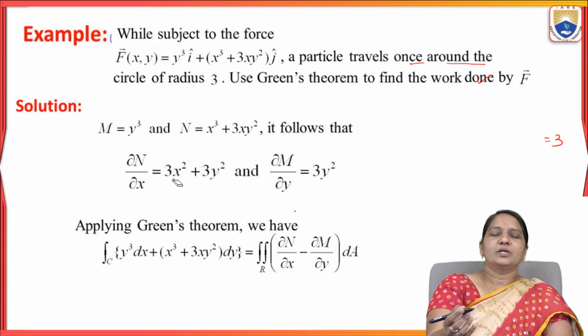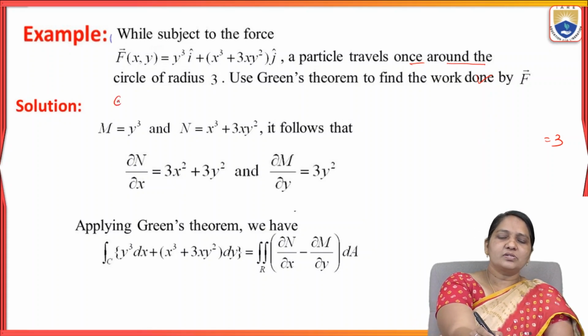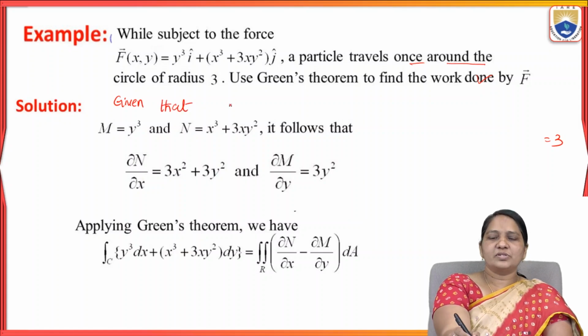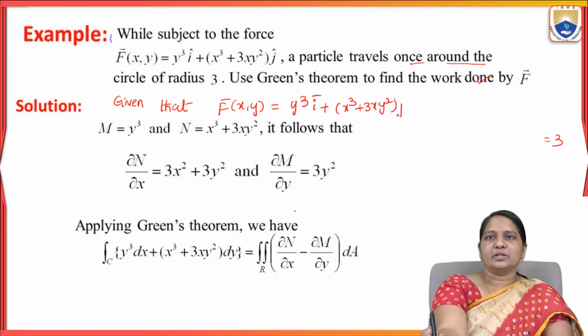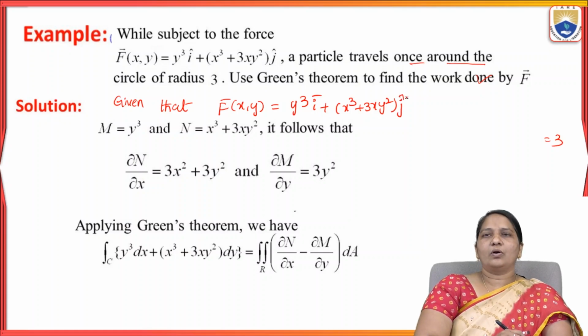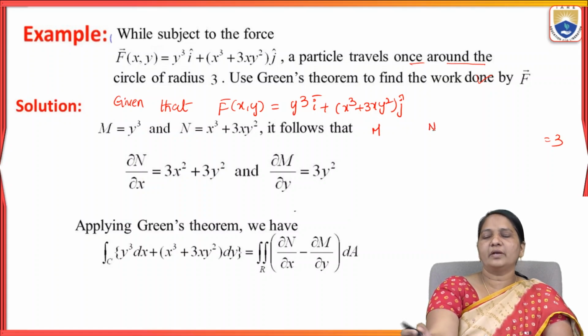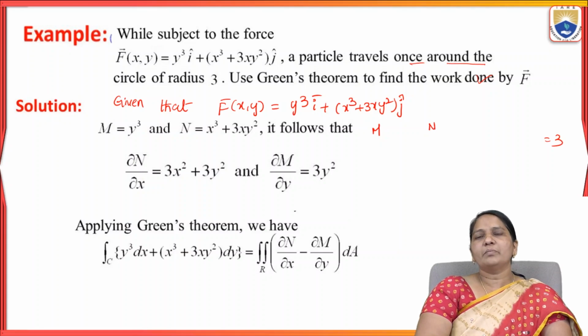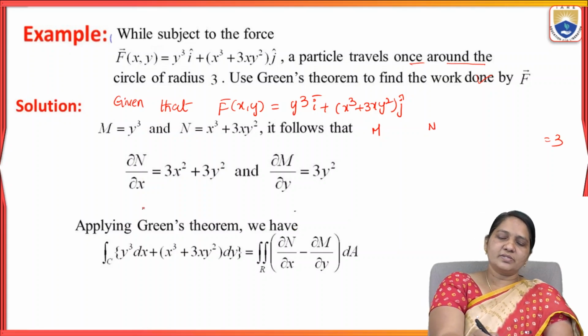So now see, what is the given data we are writing first? Given that the force is F bar of x comma y, that is y cube i plus (x cube plus 3xy square) j. Now we are using this F to find M and N. Why do we need this M and N? What is the statement of Green's theorem?